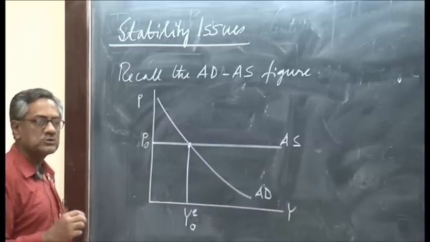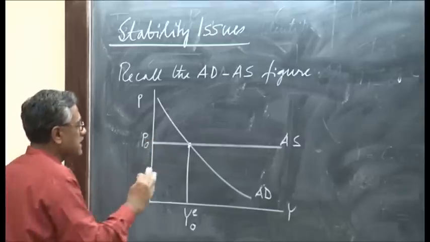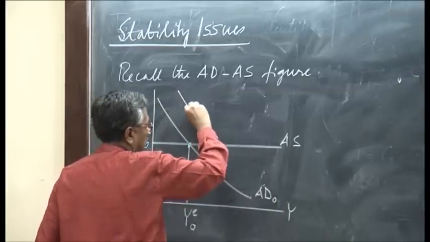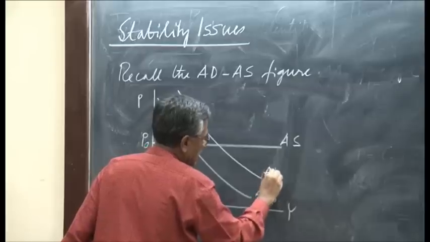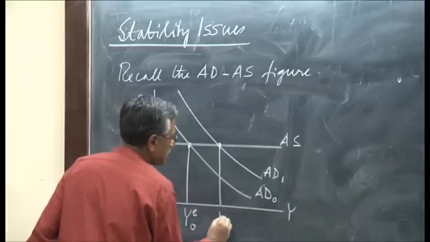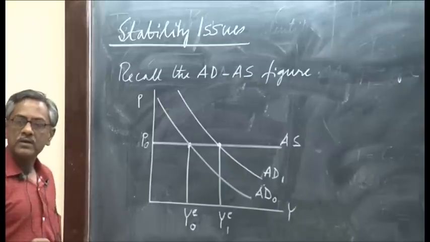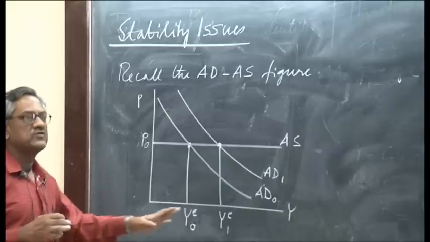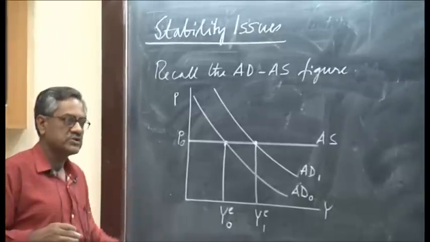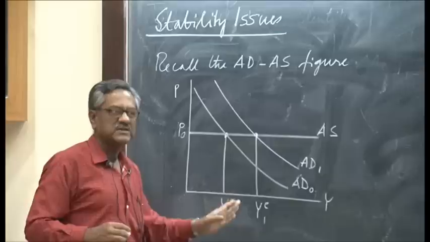Now suppose aggregate demand shifts because of an autonomous investment increase or consumption increase or something. Aggregate demand shifts from AD naught to AD1, a parallel kind of shift. The equilibrium output should, according to the diagram, increase to YE1. But what's the mechanism through which it increases? Well, in a static diagram, we know the intersecting point gives equilibrium. But what's the mechanism through which it reaches? That's the stability issue.